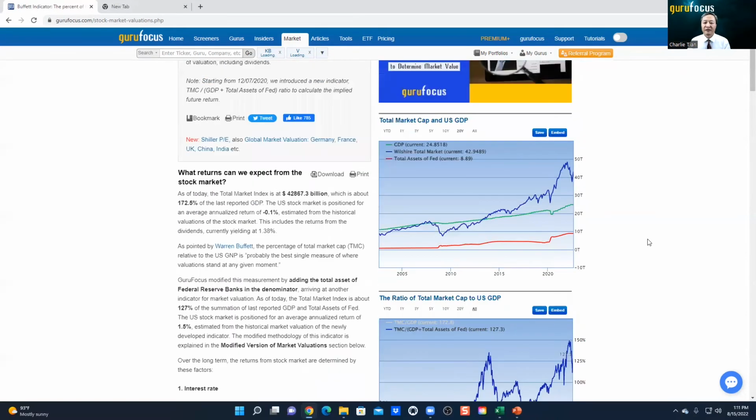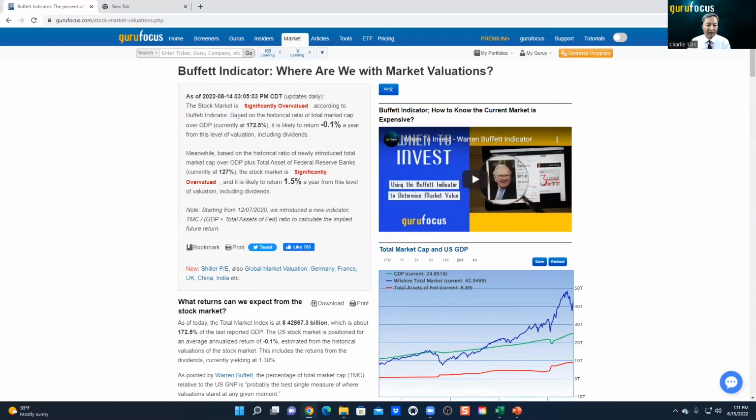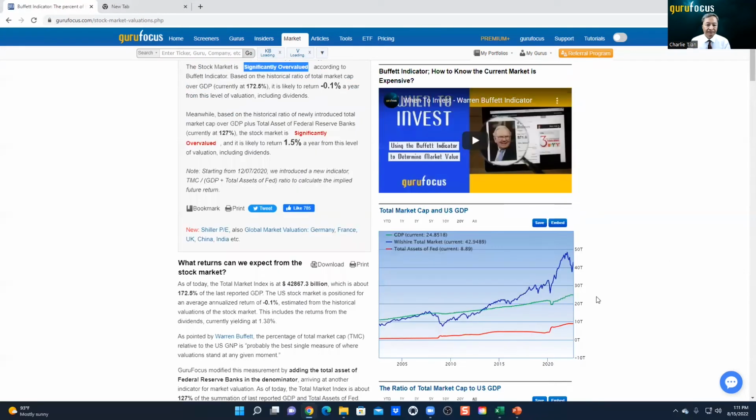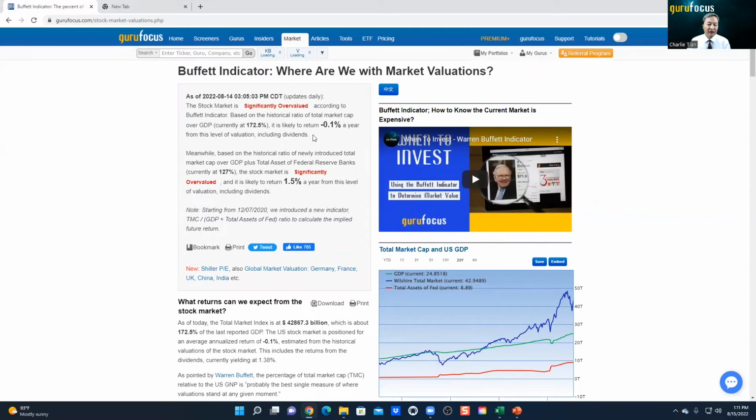Okay, this is the Buffett indicator for the U.S. market, and we update it daily. Currently, as of yesterday, the market is still significantly overvalued because the ratio is still extremely high, at 172.5%. In the neutral case, it gives almost no return for the future, including dividends. Basically, we're predicting the index would be flat for the next 8 years, actually still negative. That's the case when we don't consider the balance sheet of the Federal Reserve. When we consider it, it's slightly better: we are predicting a 1.5% return in the future, but that includes dividends as well. In this case, the index will be about flat for the next 8 years. That's where we are for the market data.